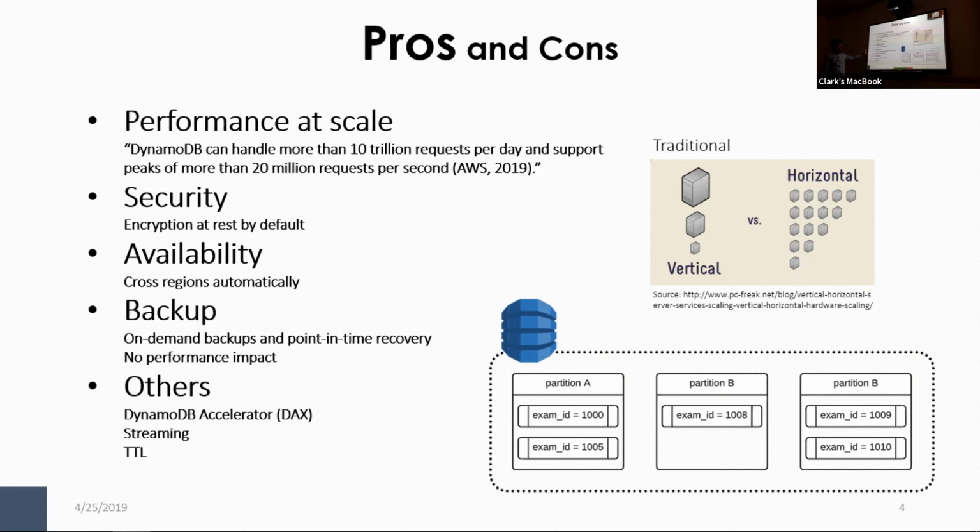And also DynamoDB has other features like an accelerator called DAX. It's pretty much like a managed Redis in front of DynamoDB. This one is just like a Redis cache in front of it. How do they do the point in time?